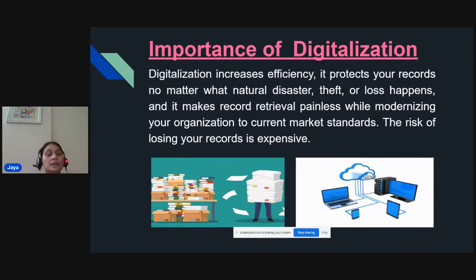So that is the value of digitalization when we integrate this tool in our business model. It protects the entire thing of your business.